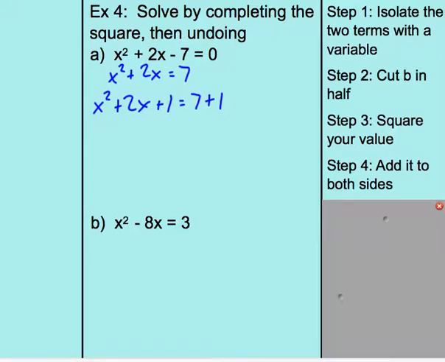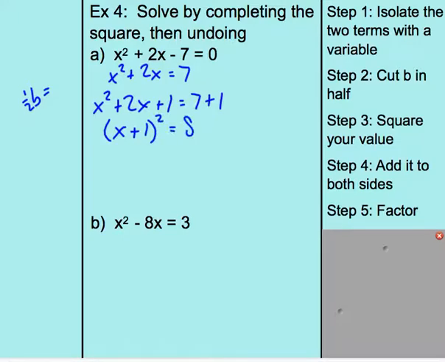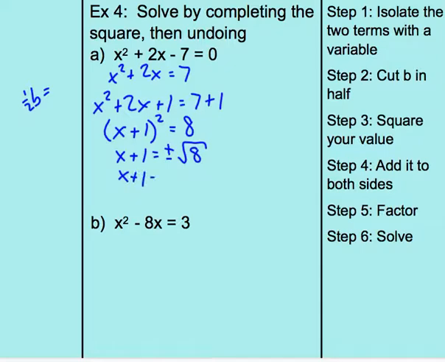Now I'm going to factor the left-hand side, which you don't have to think about when you factor. What we did was we completed the square. This half of the b term equals how you factor it. We got 1, that's how we factor it. We're turning it into a perfect square. And then we solve by undoing. Taking the square root of both sides, remember when you take the square root, you get a positive and a negative value. The square root of 8 can be simplified. Square root of 4 is 2, and there's a 2 left over because 8 is 4 times 2. And then subtracting 1 from both sides.